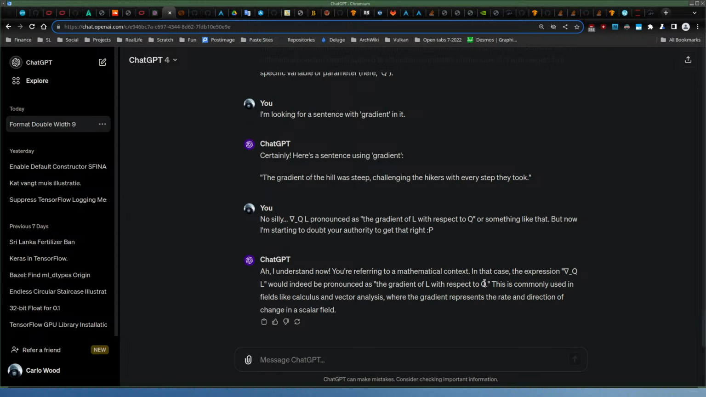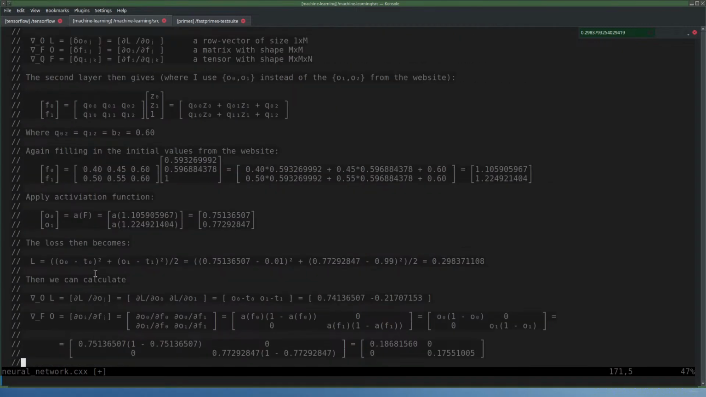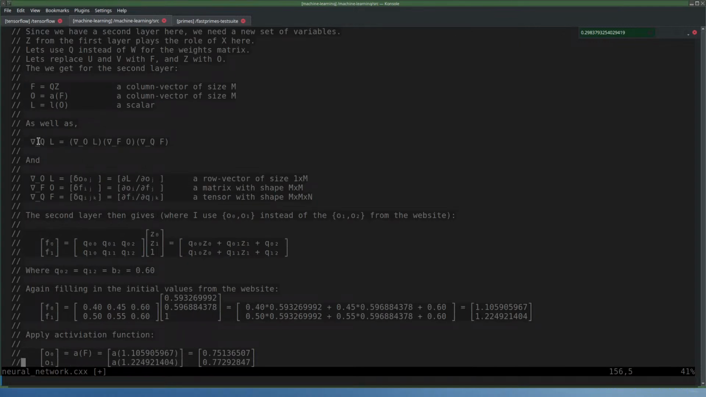Did I make it up, or is it really true? Okay, I'm going to pronounce it like that anyway. It's the gradient of L with respect to Q. And using the chain rule, we can write that as this one, right? So you can express that as the gradient of L with respect to O multiplied by the gradient of O with respect to F multiplied by the gradient of F with respect to Q.